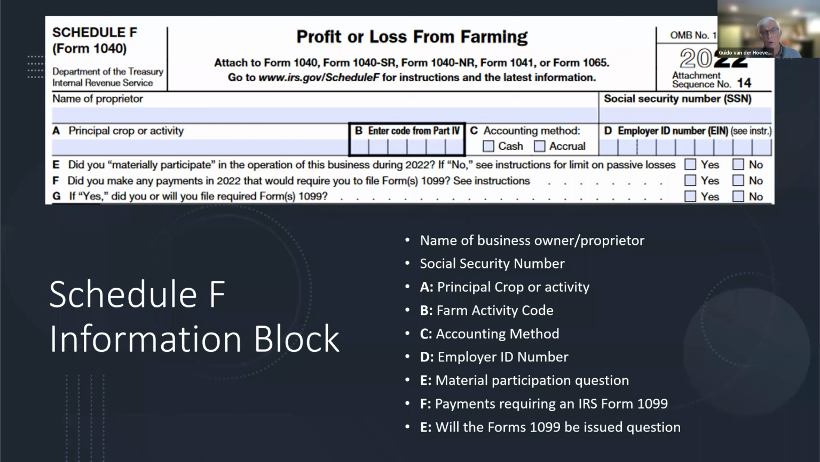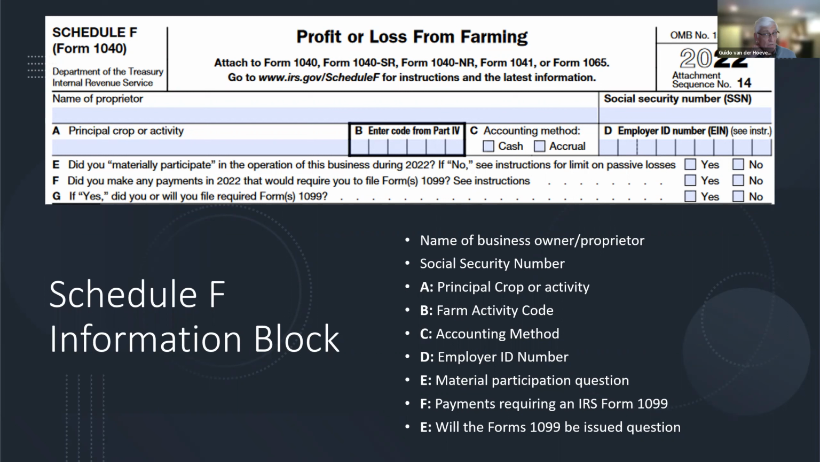The first thing that we want to look at is this information block at the top of Schedule F. And it would be the name of the proprietor. Now, the form presumes that we're looking at a sole proprietor, but again, it could be an LLC, it could be a partnership. We want to know who that is.